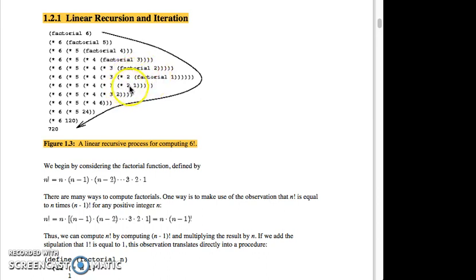And then you go back through and it says, okay, so then that's 3 multiplied by 2, which ends up being 4 multiplied by 6, which ends up being 5 multiplied by 24. And then it's 6 multiplied by 120, which gives us 720.